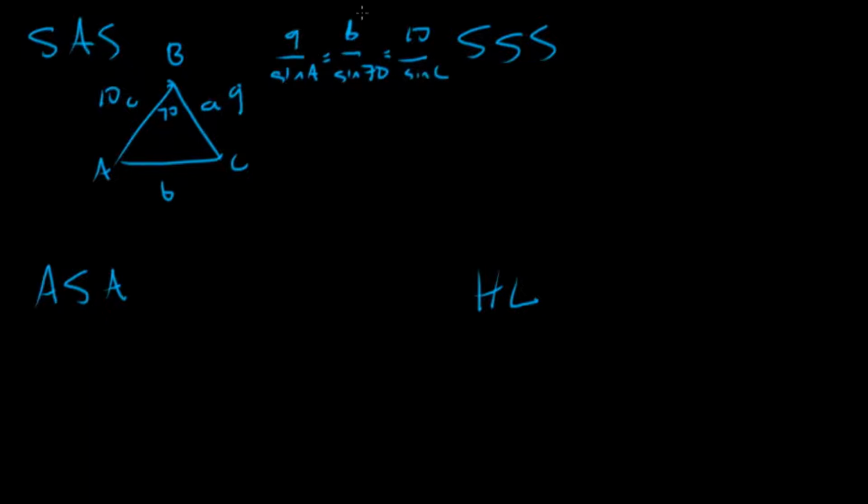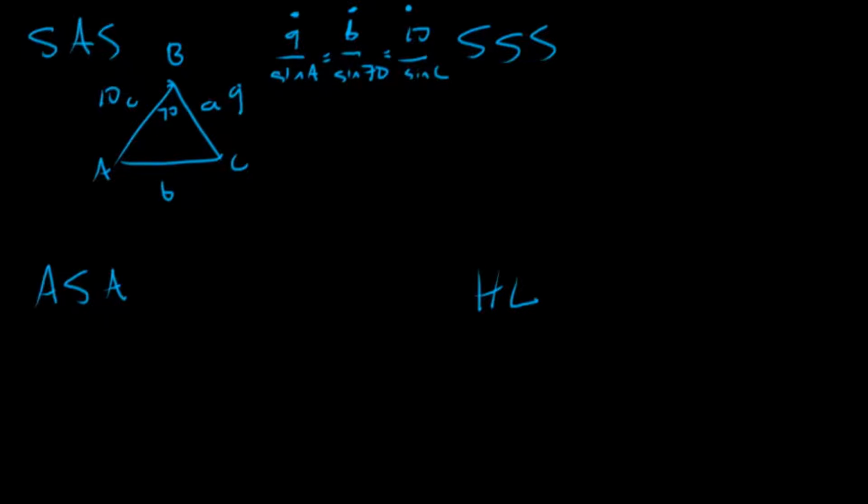We have three expressions here, all equal, but no matter which two you choose, there will be two unknowns. If you choose this one and this one, you won't know angle A, and you won't know side B. If you choose the first one and the third one, you won't know angle A, but you also won't know angle C, and so on. You cannot determine the sides or the angles of this triangle using the law of sines. So side angle side does not work.